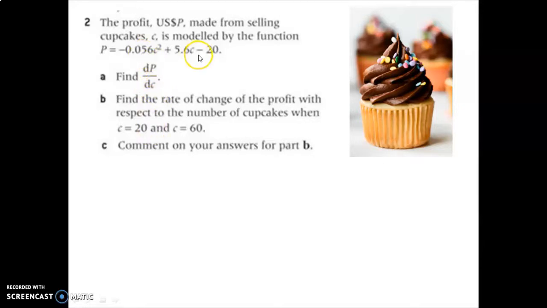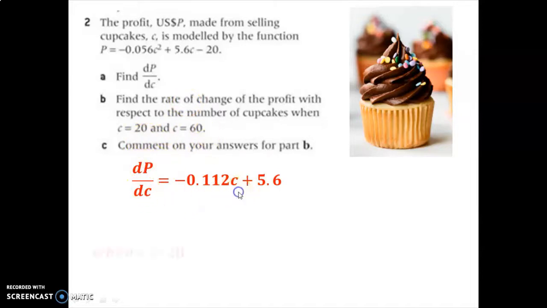So what is the derivative? Here's our derivative function. Alright, we applied the power rule, dropped the 2 down, multiplied it here, and then this 5.6c becomes just 5.6. The 20 is gone. Okay, now find the rate of change of the profit with respect to the number of cupcakes when c equals 20 and c equals 60. So in other words, rate of change, it means find the derivative when c is 20 and 60.